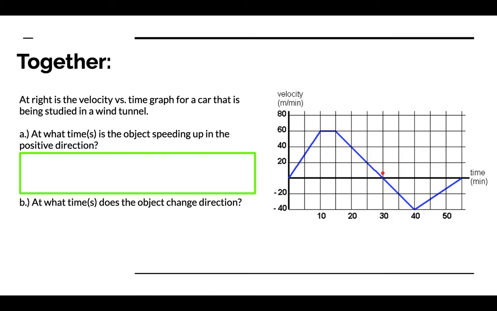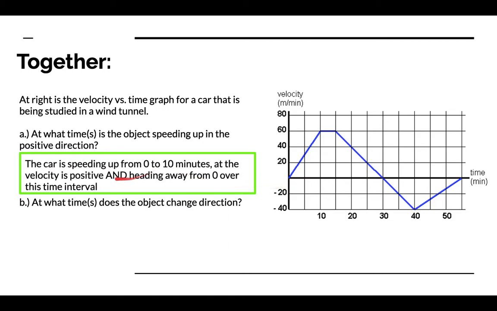Now we constrict our attention to 0 to 30 minutes, and within this 0 to 30 minute time frame, when are we speeding up? This is where we need to think about the conditions for speeding up on a velocity versus time graph. Speeding up on a velocity versus time graph is denoted by moving away from the time axis, or the 0 meters per minute mark. We can see we're speeding up from 0 to 10 because our graph is moving away from this 0 meters per second mark, this time axis. So the car is speeding up from 0 to 10 minutes as the velocity is positive and heading away from 0 over this time interval.